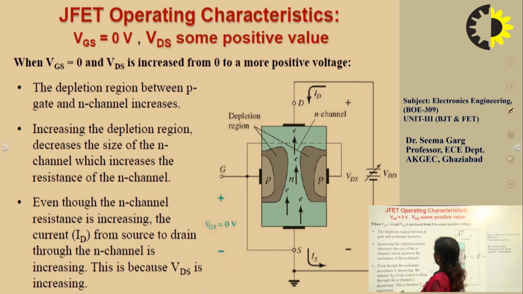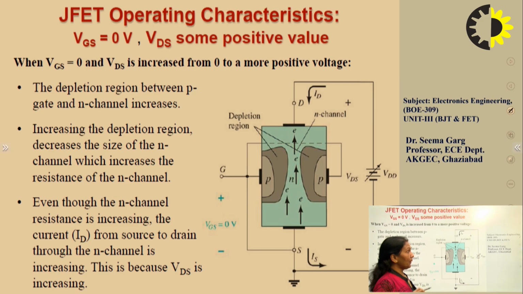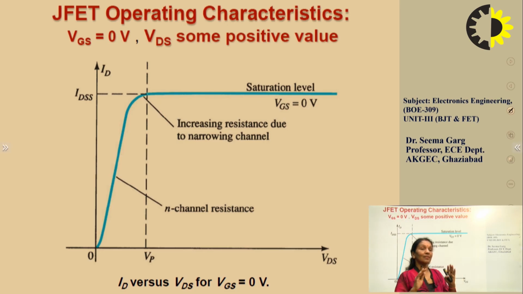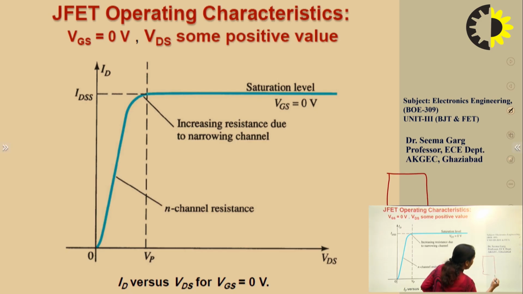Coming to the characteristics of the N channel junction field effect transistor, these are the drain characteristics of the N channel junction field effect transistor. I'm redrawing the circuit here to make it easy to understand. This is my N-channel junction field effect transistor. This is P-type material, this is P-type material. Here this is your drain terminal, and here is the source terminal.